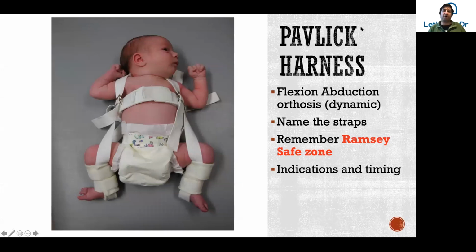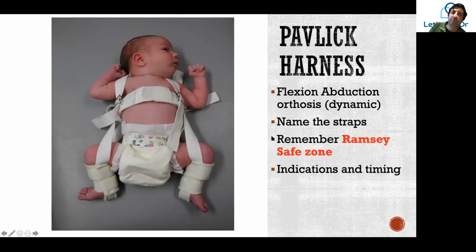Okay, so how does the Pavlik harness work? So through abduction and flexion of the hip, it holds it, or attempts to hold it in a concentric position so the acetabulum can deepen and reduce the index over time. Okay, so tell me about the 4 straps of the Pavlik harness. What are the 4 straps? Pass. Okay, no worries. And is it a static or a dynamic splint? I've kind of given it away a bit. But it's, yeah, dynamic splint.